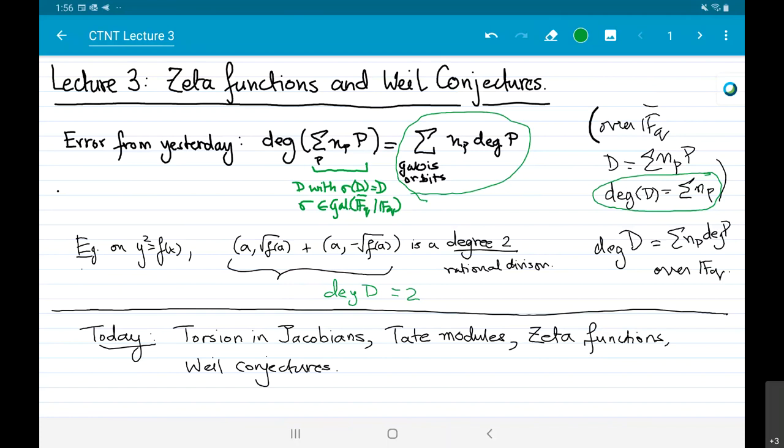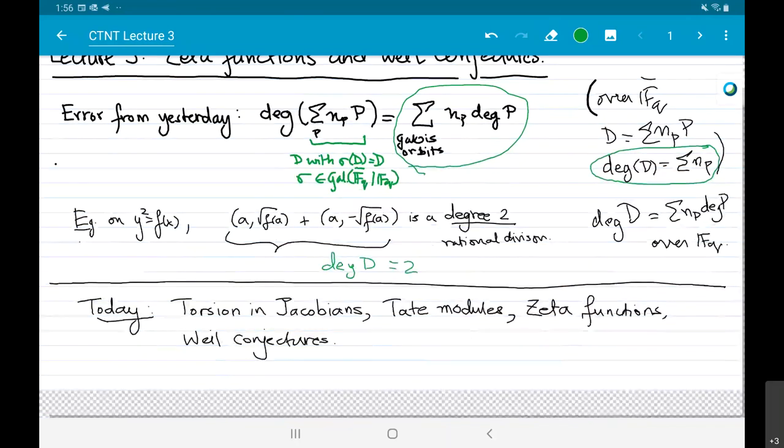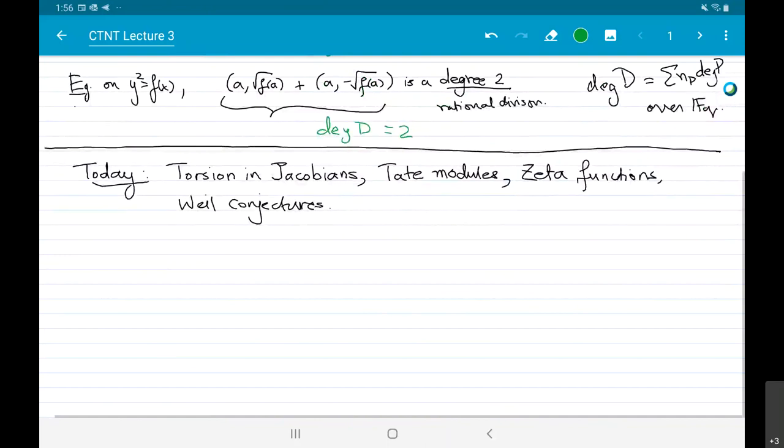Okay. I don't see any questions. So we're going to move on. I've written down a more thorough example in Zulip, so you can check it out there. It's a little more involved.